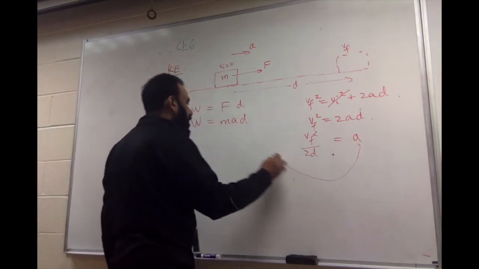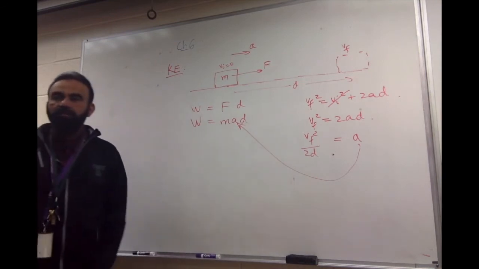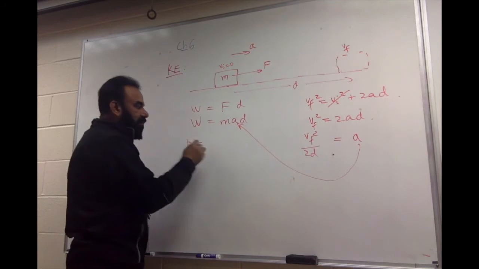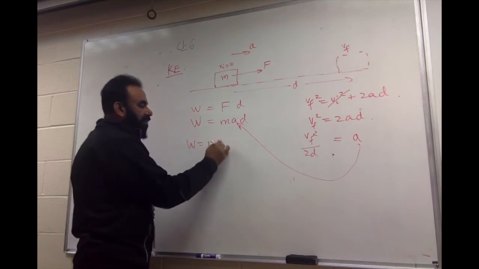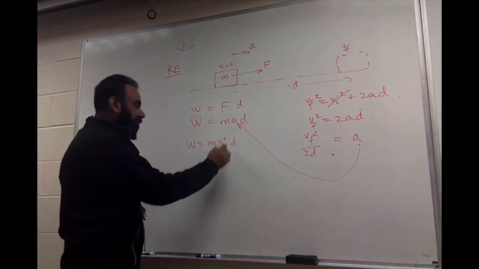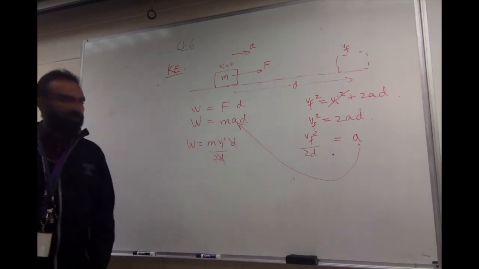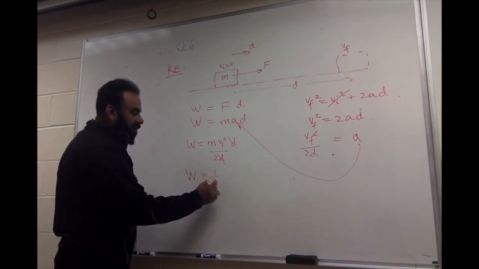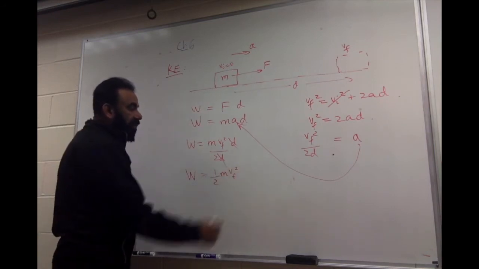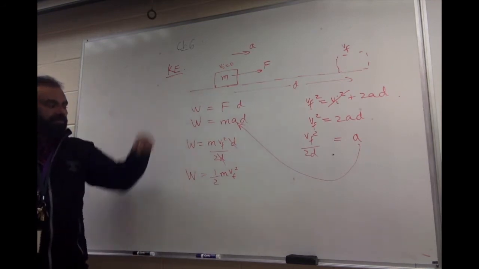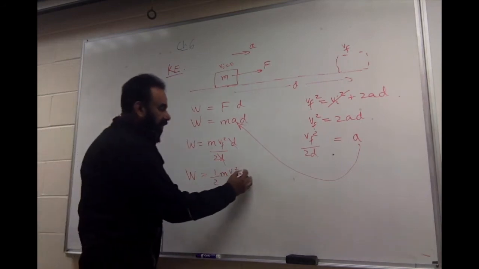Plug that into this. And you have W is equal to m times Vf squared over 2d, times d. The d's cancel. The work that you do therefore is half m Vf squared, which is the velocity that it gained from 0. And this is what we call kinetic energy.